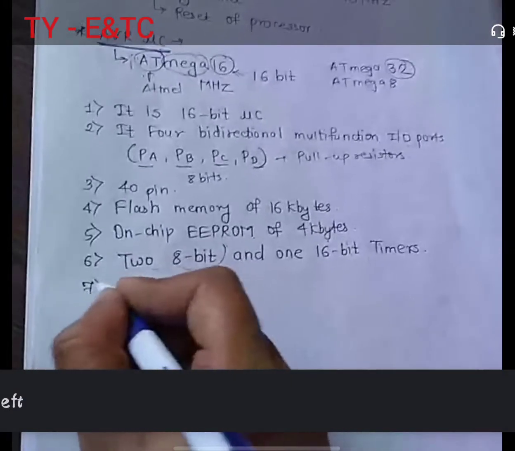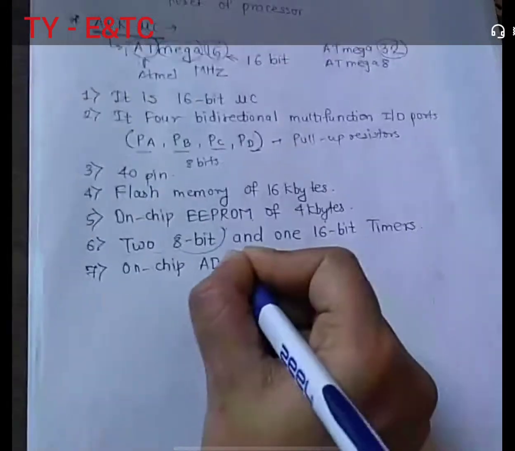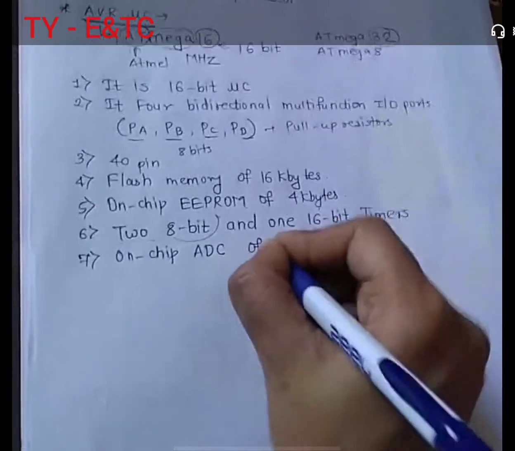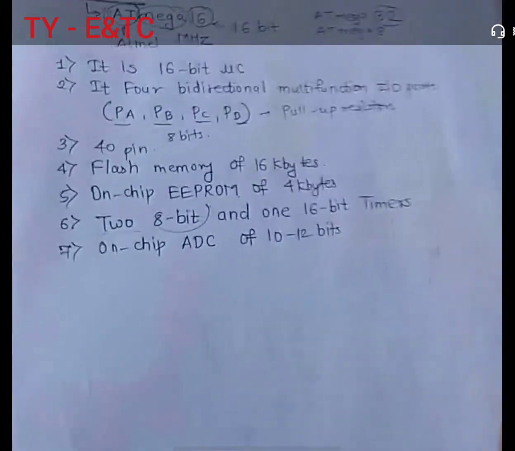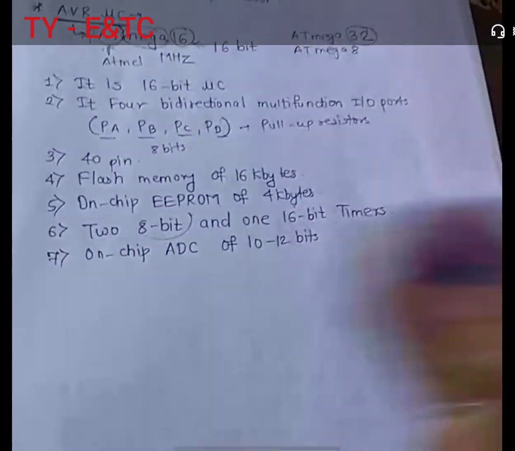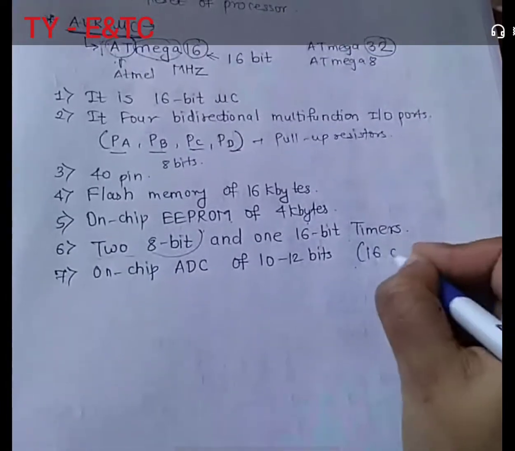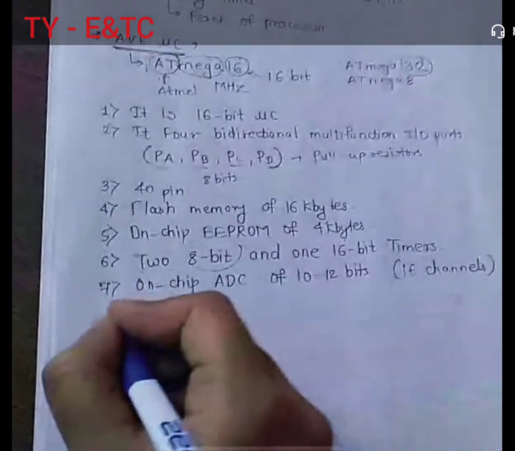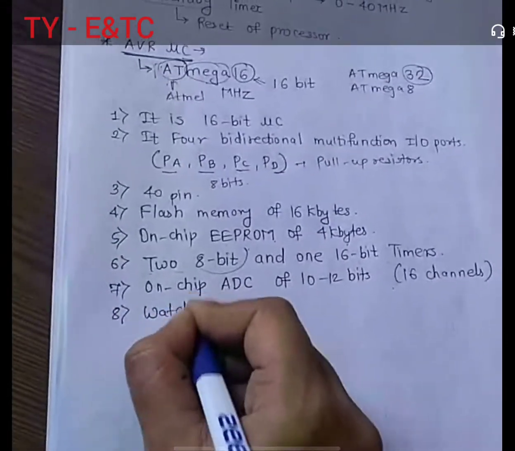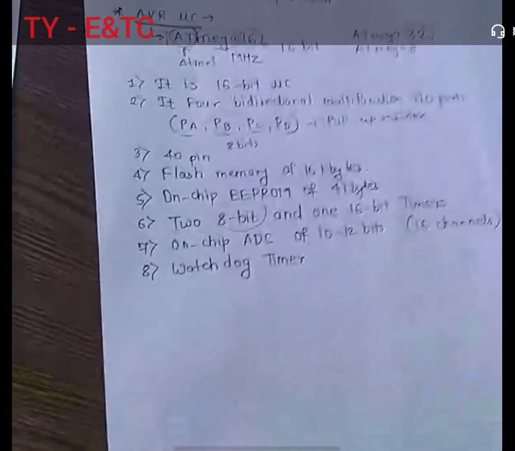Now similar to the PIC microcontroller, this AVR is also having on-chip ADC, analog to digital converters, of 10 to 12 bits. Similar to the PIC microcontroller, it was of 10-bit. Here a little bit of variation can be there depending upon which microcontroller you are using. So it is having the size of 10 to 12 bits, having total 16 channels. It is also having a watchdog timer, similar to that of PIC microcontroller. Watchdog timer is also available inbuilt.